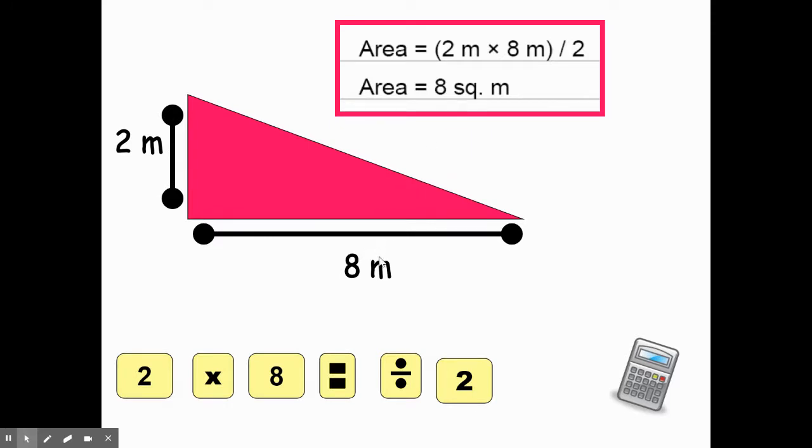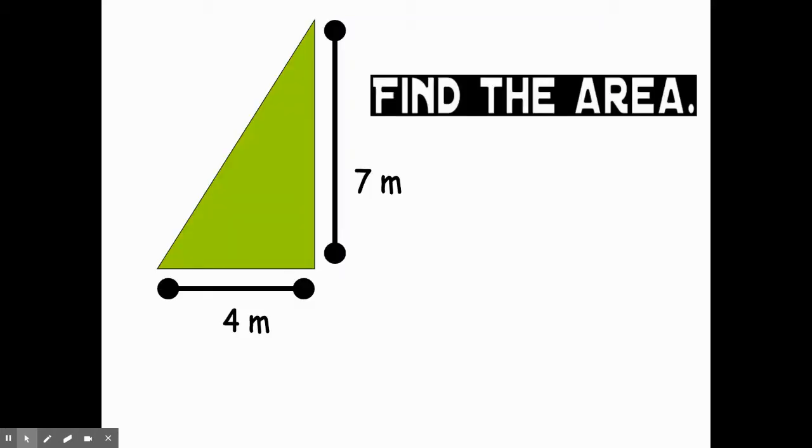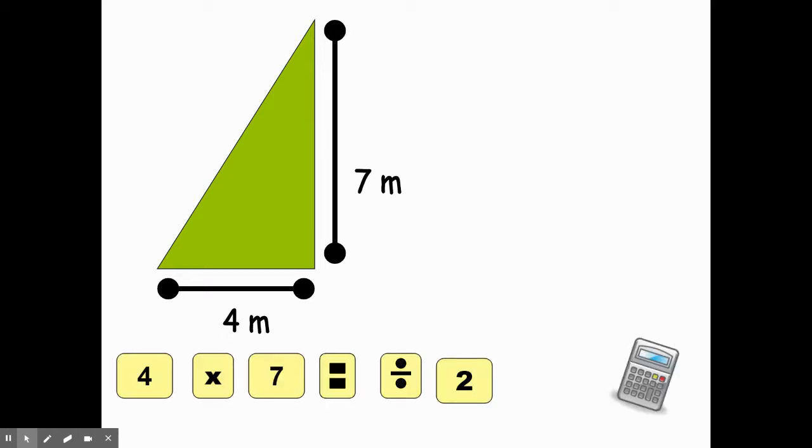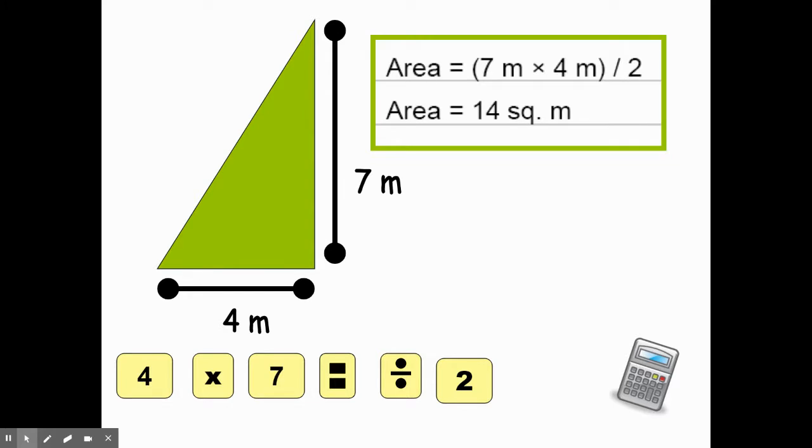If I did it the other way, if I took 8 and I cut that number in half first, which would give me 4, and then I multiplied it by the height, 4 times 2 is 8. So you could think of it that way. You can halve one of the dimensions first and then multiply. I prefer to multiply both and just divide by 2. So 4 times 7 would give us 28. And 28 divided by 2 would give us 14 square meters.